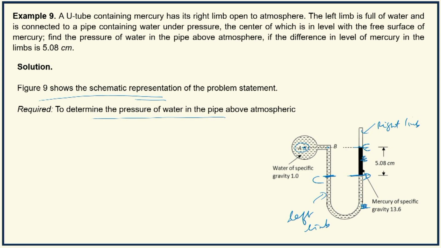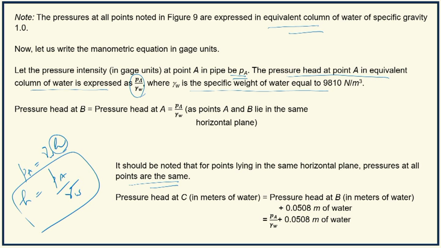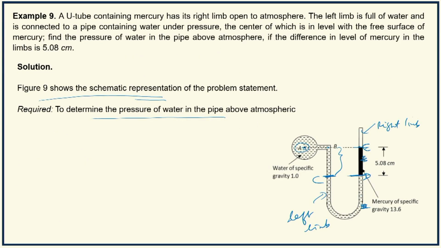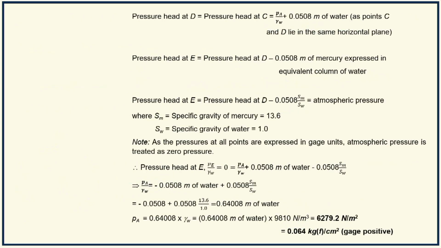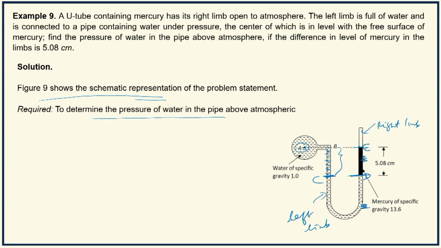Where is C? C is located at a distance 5.08 centimeters below B. So pressure head at C in meters of water, because this is full of water, only water, will be higher: pressure head at B in meters of water plus 0.0508 meters of water. Then pressure at D, where is D? D is in the right limb in the same horizontal plane as that of C. C is in the left limb. So pressure at D will be equal to pressure head at C.